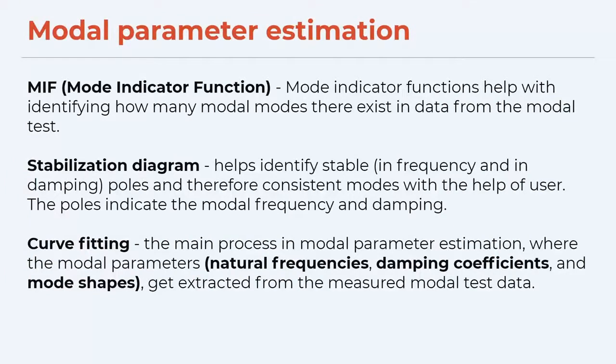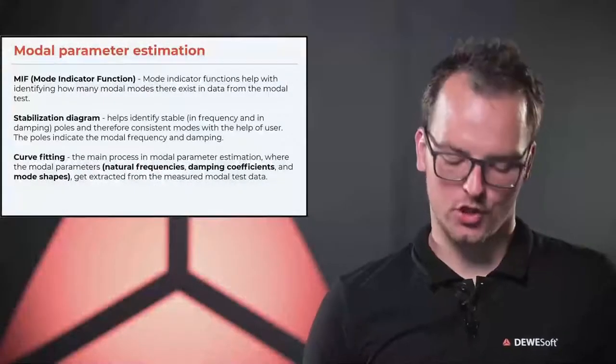Then we also have the stabilization diagram that helps to identify stable poles. The poles are stable in frequency and in damping, and the user must select these poles. I will show you the demo later. And then we have the curve fitting, which is the main process in modal parameter estimation, where modal parameters such as natural frequencies, damping coefficients, and mode shapes get extracted from measurement data.